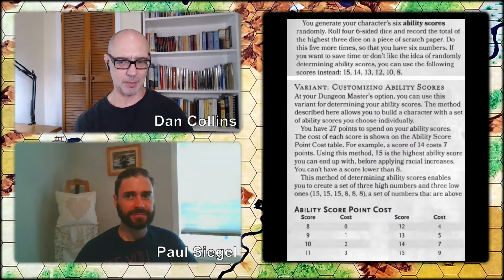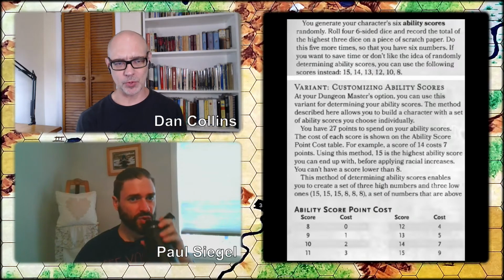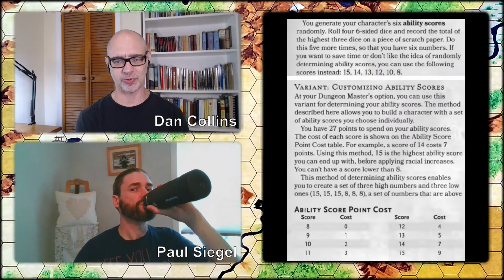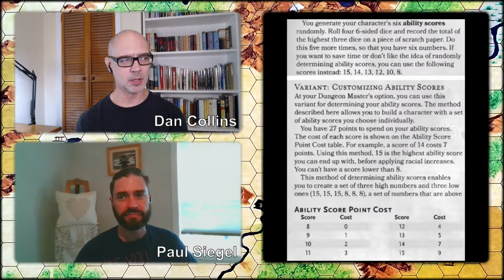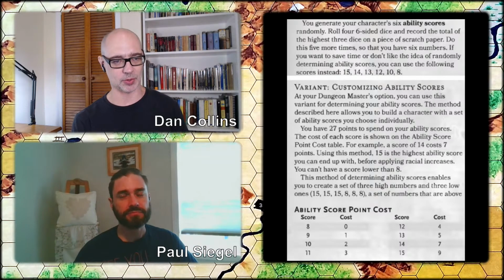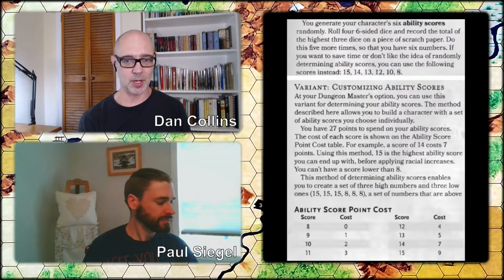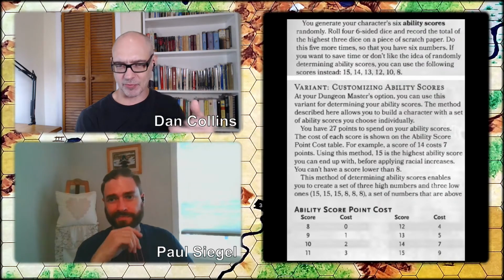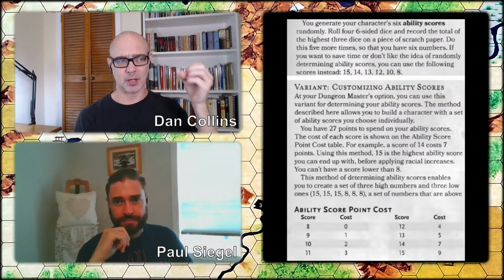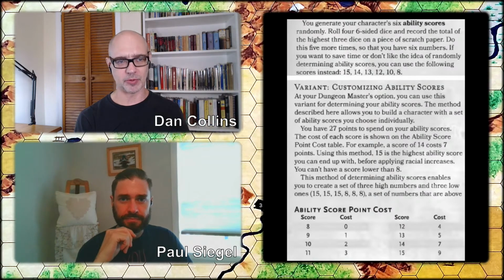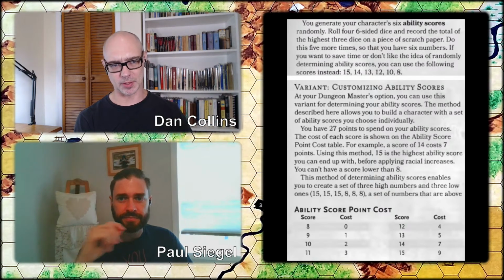And then it says in the same paragraph, if you don't like this, you can use this standard array of 15, 14, 13, 12, 10, 8, which basically has the same average as the 4d6 drop low. And apparently in that first paragraph, the players are automatically given the choice of those two different methods.